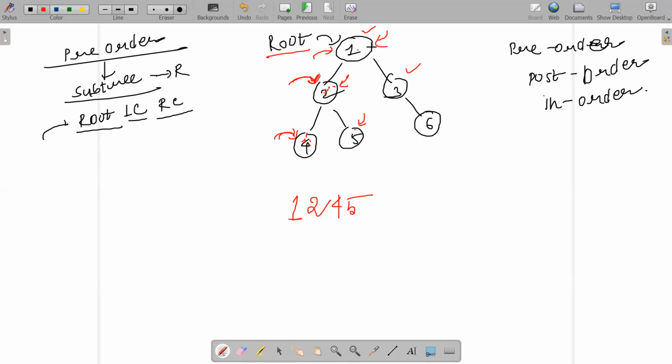Then what is happening? After node 1, I am left to visit its right child. Node 1 and its left child have been completely visited. My priority now would be shifting to visit its right child. Okay, 3 would be visited. 3 doesn't have any left child, 3 has just its right child. So my priority shifts here and 6 gets visited. That's it. No node is left. This is my pre-order traversal.